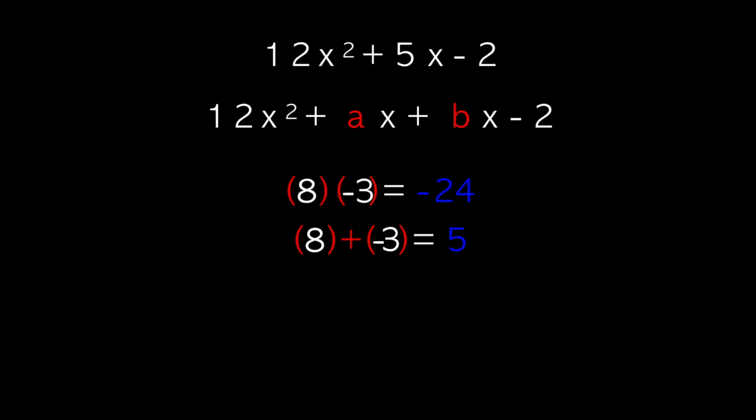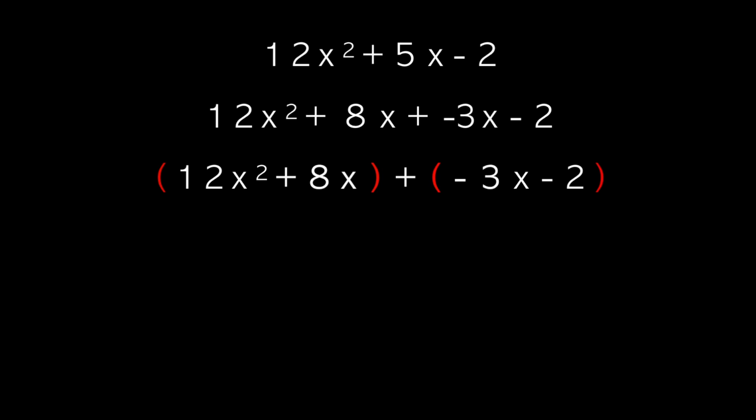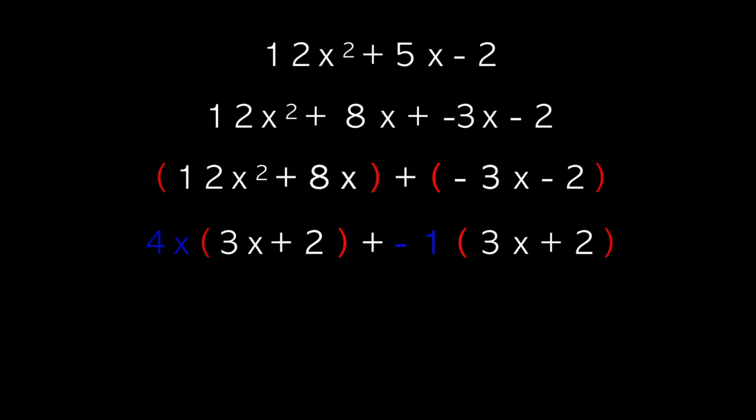So we replace the a's and b's with 8 and negative 3, giving us 12x squared plus 8x minus 3x minus 2. Next, we factor by grouping, and break this up into 12x squared plus 8x plus negative 3x minus 2. Then we take out the greatest common factor on both sides. 12x squared plus 8x has the greatest common factor of 4x, so we take that out, and negative 3x minus 2 has the greatest common factor of negative 1, so we take that out as well.